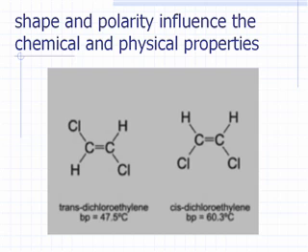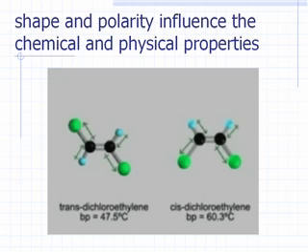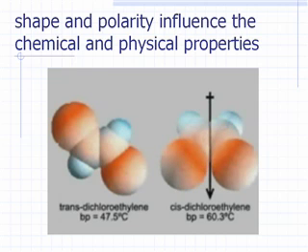I've got an example here how the shape and polarity can influence chemical and physical properties quite a bit. I've got a trans molecule and a cis molecule with identical chemical formula. The cis molecule is very, very polar, and you'll notice that its boiling point is quite a bit higher than the boiling point of the trans molecule. So it is really important, this concept of polarity. In the next episode I will look at how the polarity of molecules will influence these intermolecular forces.